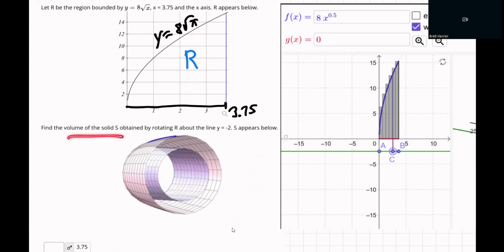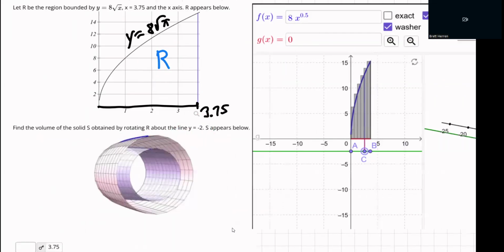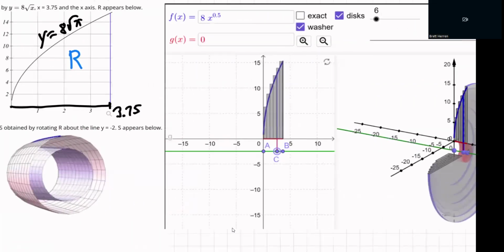Now we're going to find the volume by rotating that region about the line y equals -2. We're going to rotate that about the line y equals -2. So what's that going to look like? Well, let me come over here.